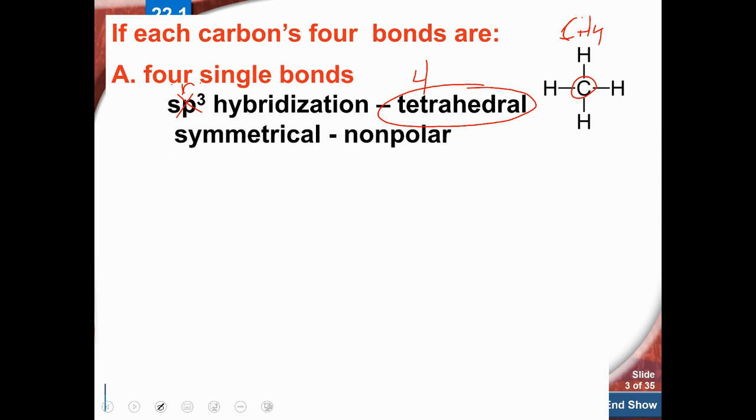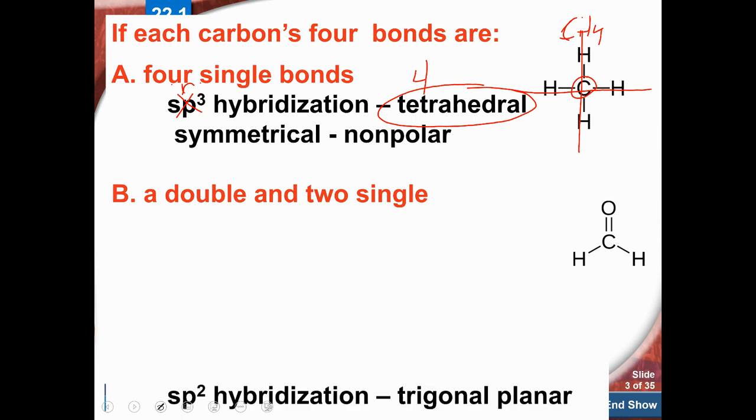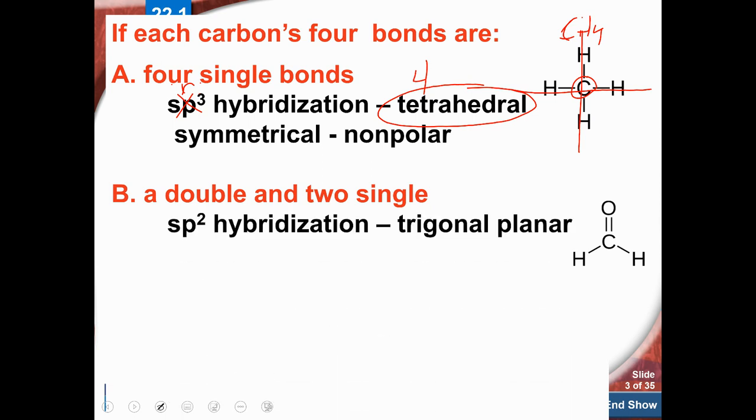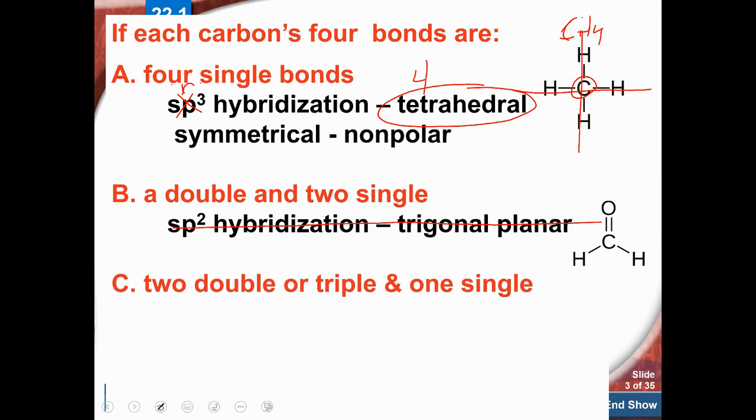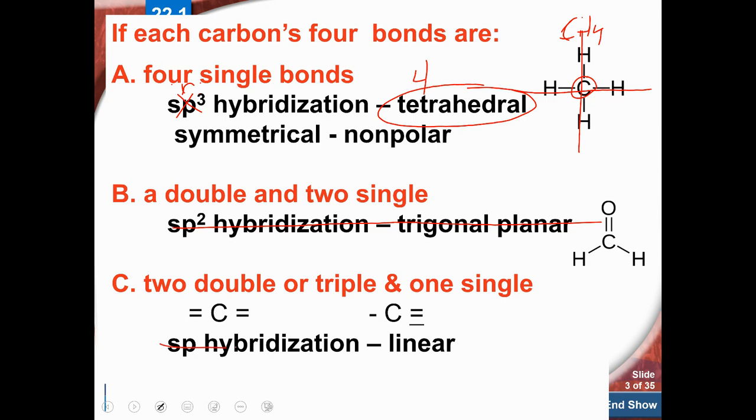All right, so it is going to be symmetrical, which is nonpolar, right? Symmetrical means nonpolar. That means the symmetry of the electrons around the central atom. And we can have a double bond and 2 single bonds. Don't worry about this, right? We're just showing that there are different configurations.